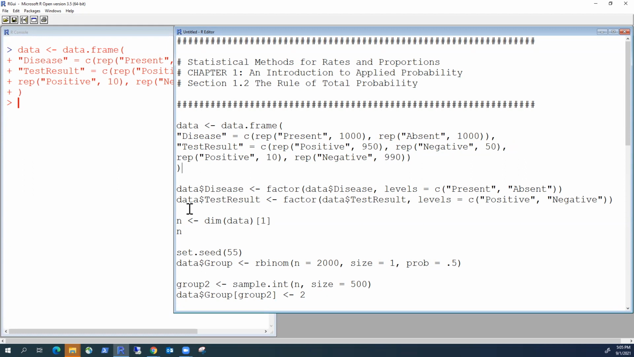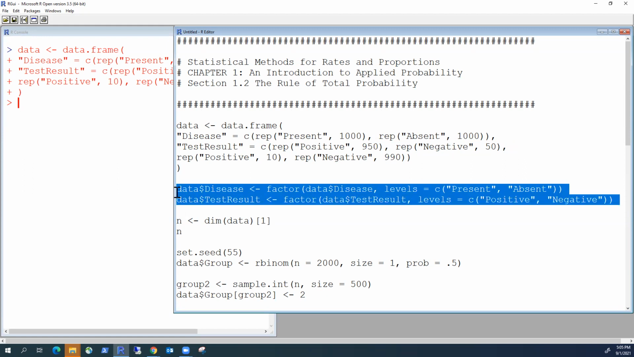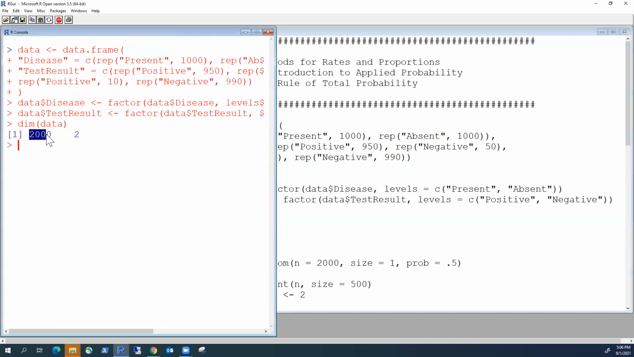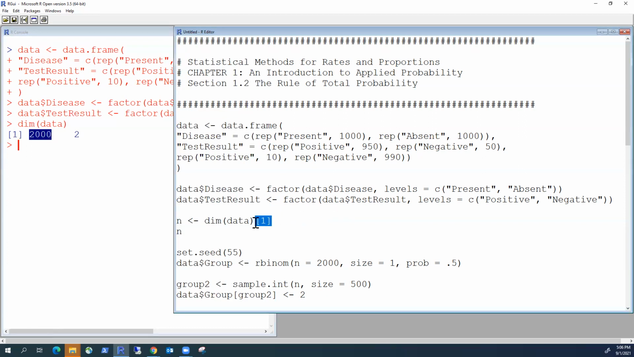Just like the last time, we're going to reset our factors so that it's not just based on alphabetization, but it's also based on the order that we want. So we're going to set up our data set. We're going to use a new function here called dim, and that's going to give us the dimension of our data. If we just ran dim of data, it's going to give us the rows and then the columns. So we have two variables with 2,000 rows. But if I want to know my sample size, I just need that 2,000. So I'm going to use the square bracket 1, which says give me the first element of dim of data. And so we see that n is equal to 2,000 now.